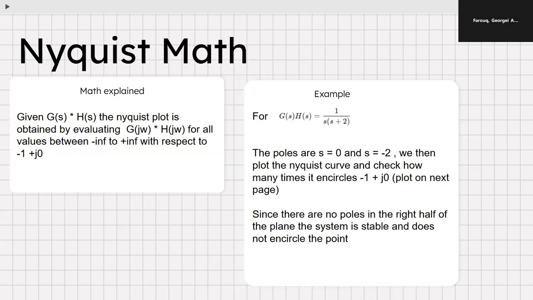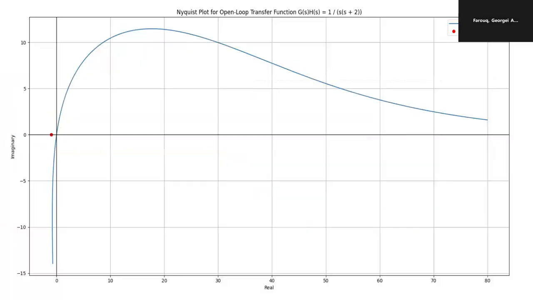Since there are no poles in the right half of the plane, the system is stable and does not encircle the point. So here we can see the point is -1 plus j0, and that the Nyquist plot does not encircle it. If it did have unstable poles in its equation, for example, if it was s minus 2, then it would have to encircle this point n times.